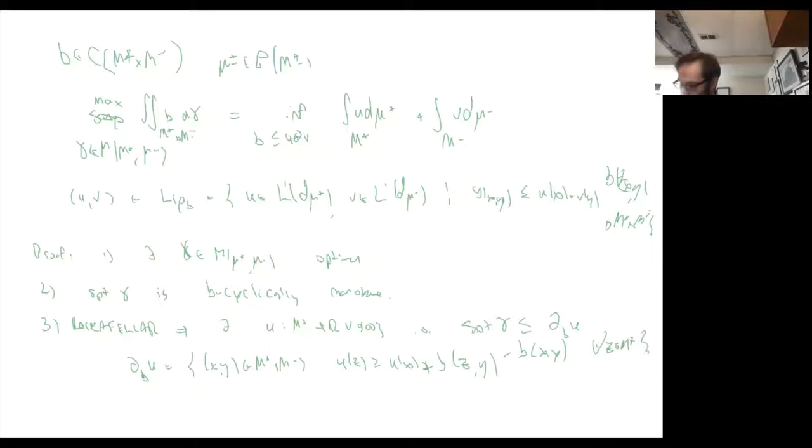And what this identity tells me is that if I rewrite this inequality a slightly different way, it says that b of x,y minus u of x is bigger than b of z,y minus u of z for all z. And so, of course, it's bigger than the supremum. And of course, x is one possible value of z, and so I have equality.